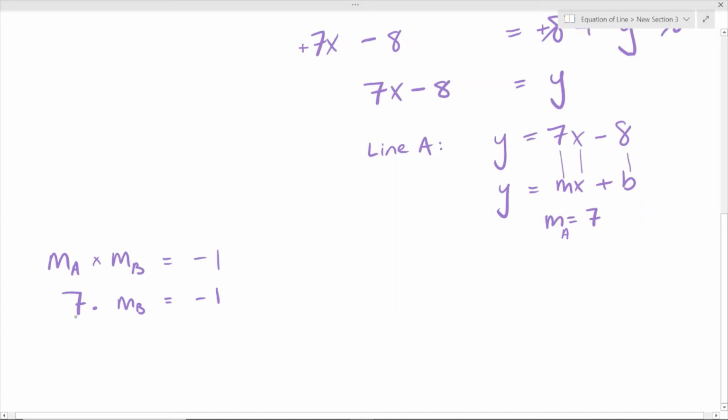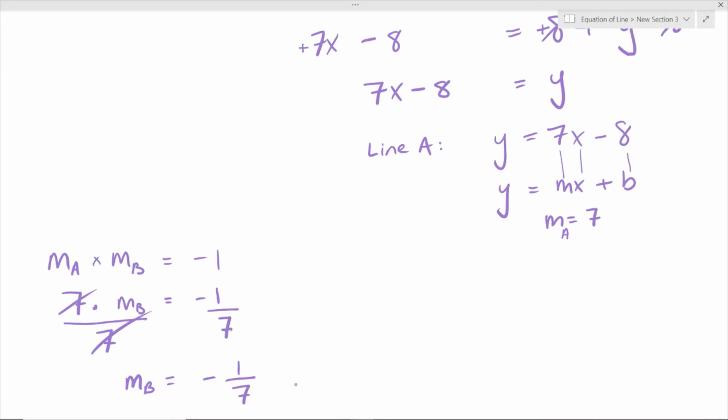We have to find that. So what we can do here? We have an equation. We can just isolate for MB. Now this is multiplication, 7 times MB. The opposite of multiplication is division. So I'm going to divide both sides by 7, just like that. The 7 and the 7 are going to cancel, and we will be left with MB equals -1/7. Okay, so now we found the slope for line B. We have to just plug that back into the equation y equals mx plus b, but for line B, not for line A, but for line B.